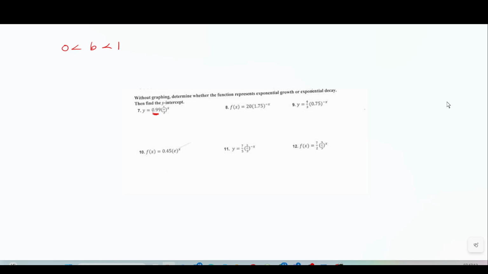And the y-intercept is this coefficient. Okay, this coefficient. Yeah. So y-intercept is a, or you can just write 0, wait, it'd just be 0, 0.99, right? Yes, 0.99. Yeah, 0 comma 0.99. Okay.